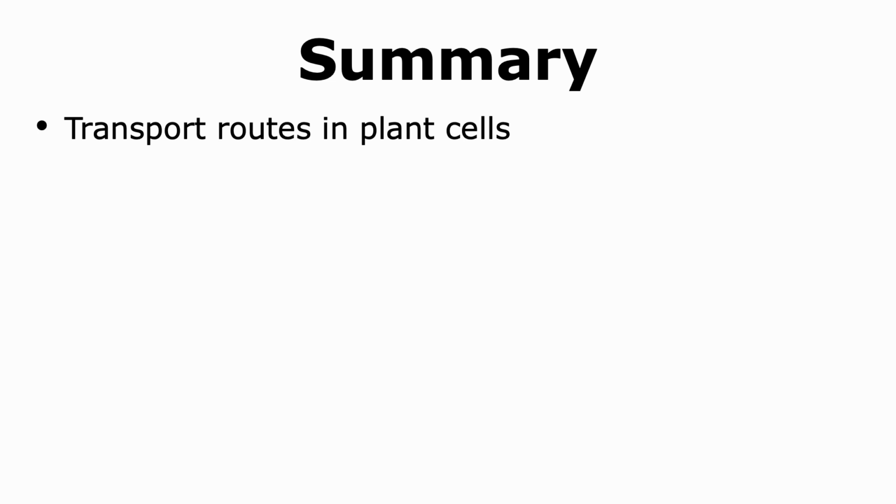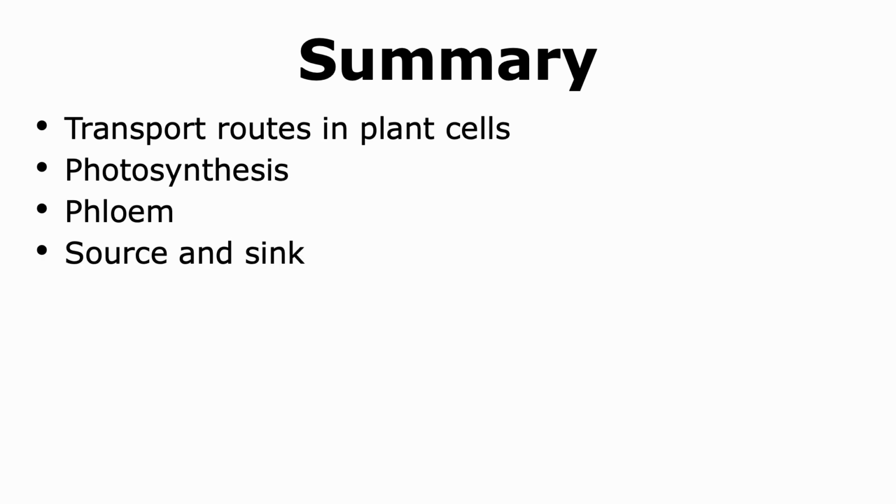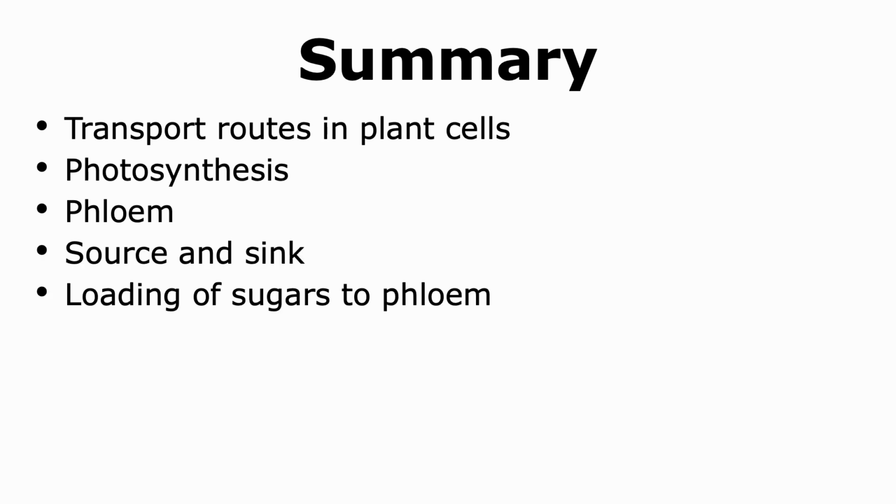With this, we come to the end of our talk, where we learned about the different transport routes present in plants, as well as how photosynthesis occurs in plants. We then learned about phloem and the concept of the source and the sink. We learned about the loading of sugars into phloem and the pressure flow hypothesis that explains how sugars are transported in phloem.